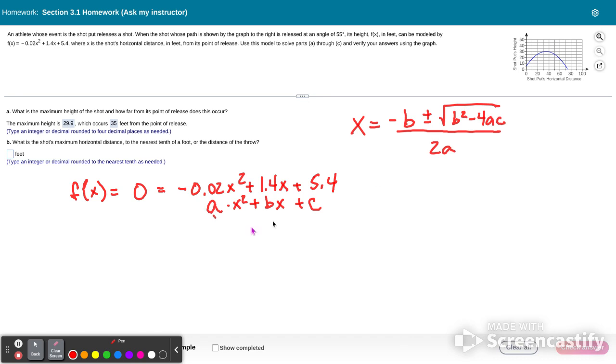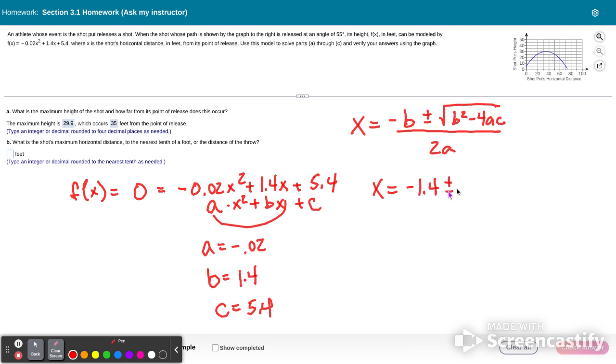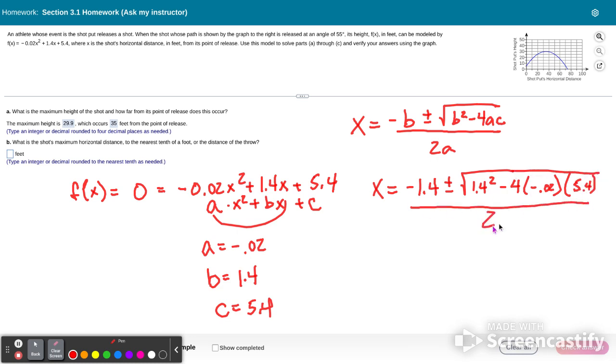What that means for us is that we're going to plug in the coefficients that we know. We know our a value is negative 0.02. We know our b value is 1.4, and we know our c value is 5.4. So when we plug these in, then we'll be able to solve this. So we got negative 1.4 plus or minus the square root of 1.4 squared minus 4. I like to use parentheses because it helps me keep things separated, times a times c. And then all of that over 2a.